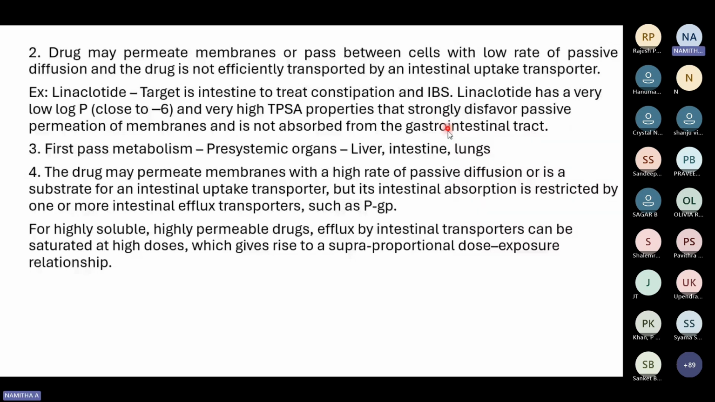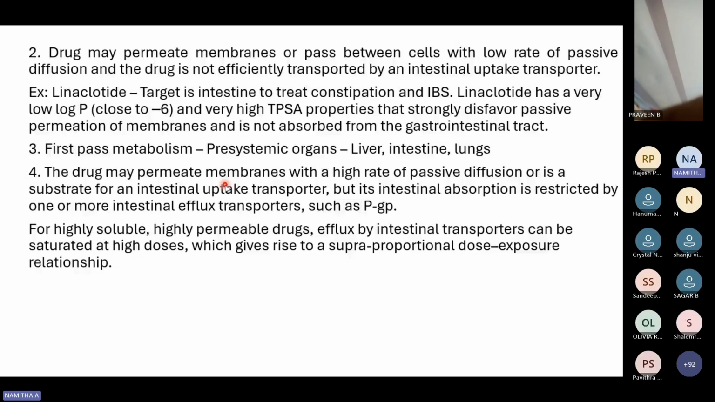The third reason for a lesser oral bioavailability is the first pass metabolism. So the drug moves into the pre-systemic organs like liver, intestine, and lungs. The drug may permeate the membranes with a high rate of passive diffusion or as a substrate for an intestinal uptake transporter, but its intestinal absorption is restricted by one or more efflux transporters such as PGP. For highly soluble, highly permeable drugs, it gets easily absorbed, but the efflux by intestinal transporters can be saturated at high doses, which gives rise to the supraproportional dose exposure relationship.